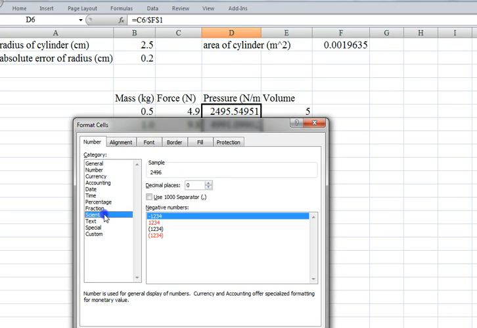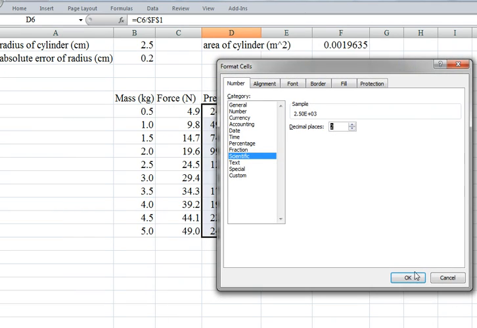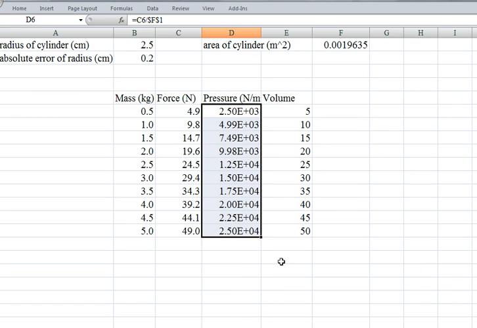Okay, now you could do scientific if you wanted, and maybe have 3 or 2 decimal places. That's going to give you 3 sig figs, and that's pretty decent.